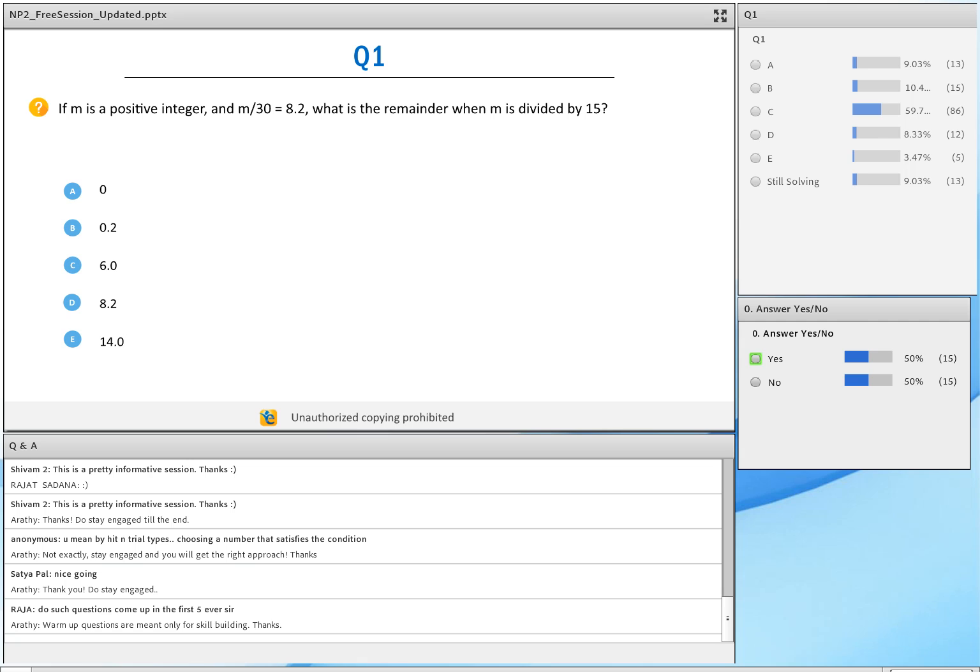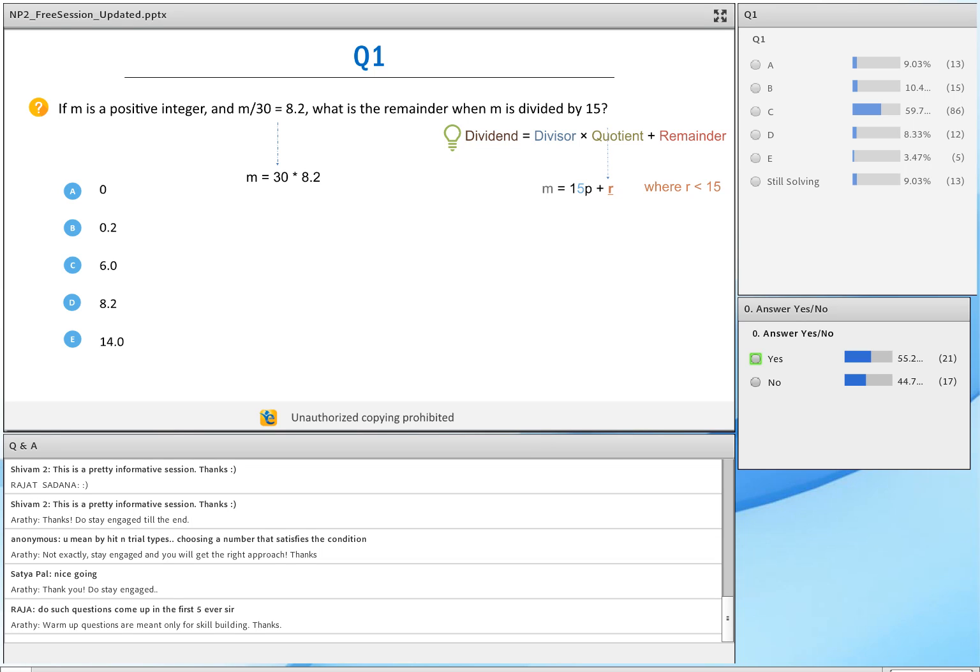Okay, so what's given to us is that m is a positive integer and m by 30 is 8.2. What's the remainder when m is divided by 15 is what we need to figure out. So let's start with this. Again, we start with the remainder equation where dividend is divisor times quotient plus remainder. And we say, what do we have to figure out? We have to express m as 15p plus r, where r is greater than or equal to 0 and less than 15.